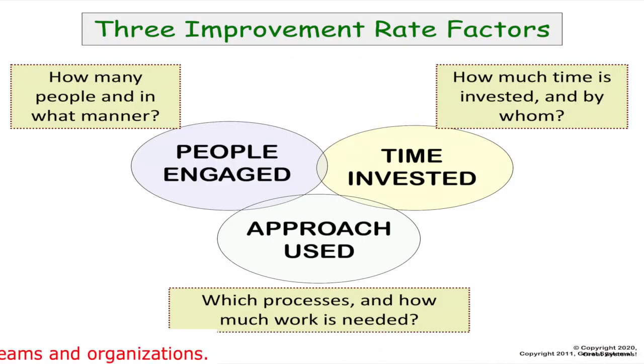3 improvement rate factors. How many people will be engaged and in what manner? How much time is invested in continuous improvement and by whom? Which processes will be improved and how much work is needed? 3 primary factors influence an organization's rate of improvement when formal process improvement techniques are applied. Your chance of lean success is much greater if you discuss and reach consensus on these levels as a leadership team.